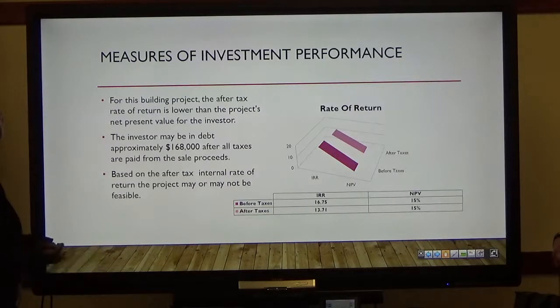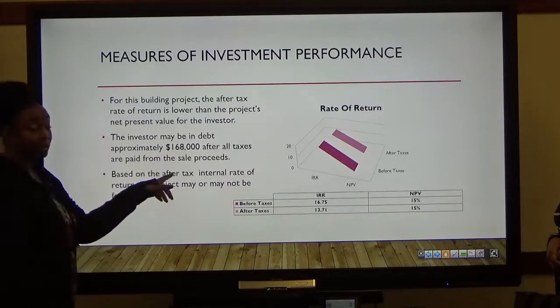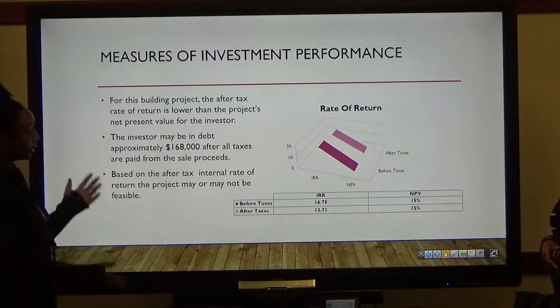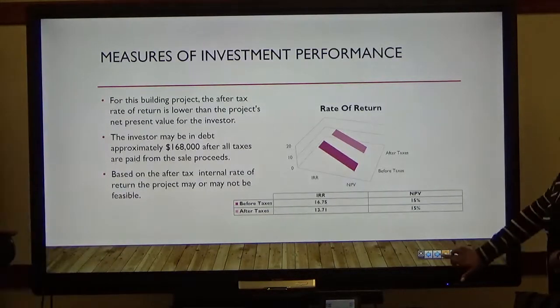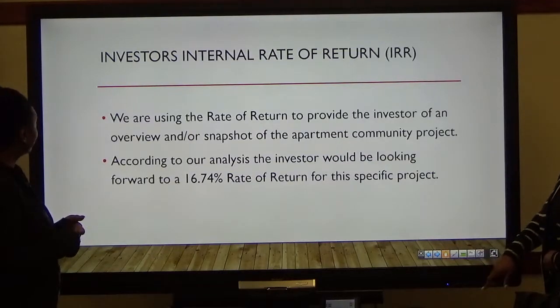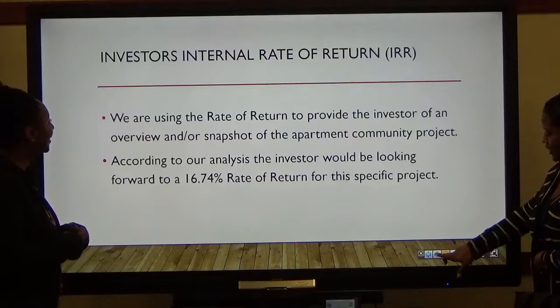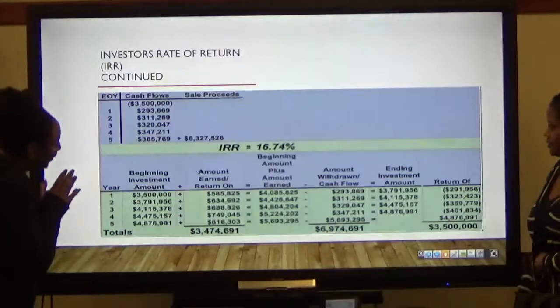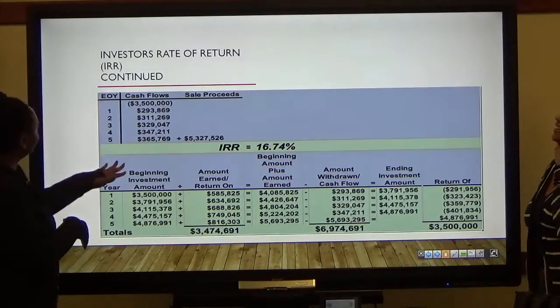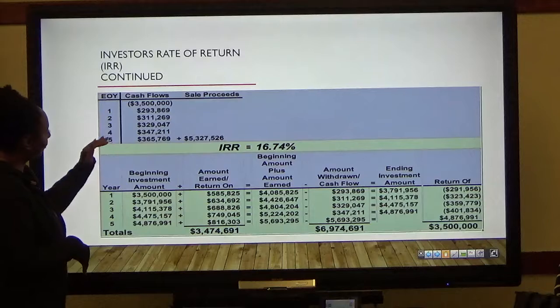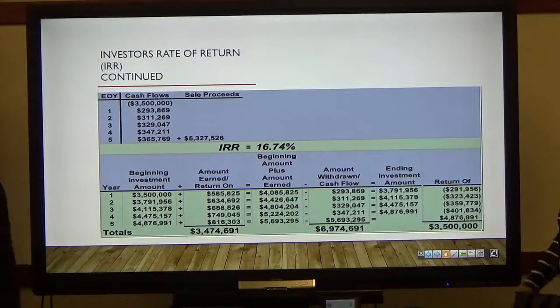For the rate of return for the building project, we noticed that the after-tax rate of return was lower, so we thought they might want to know that they may be in debt for about $168,000 after it's all said and done. So, would this be a feasible project? It may or may not be, so they might have to think about that. And this is more of the IR, and again, excuse the copy paste. We wanted to highlight the IR, and then the cash flows break it down for the year, so you can see that. Thank you very much.